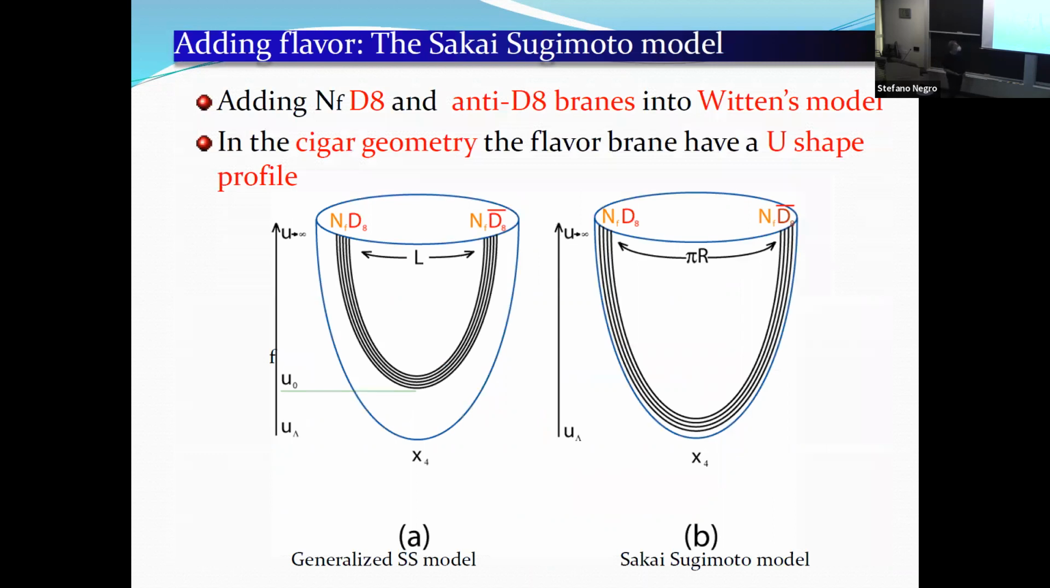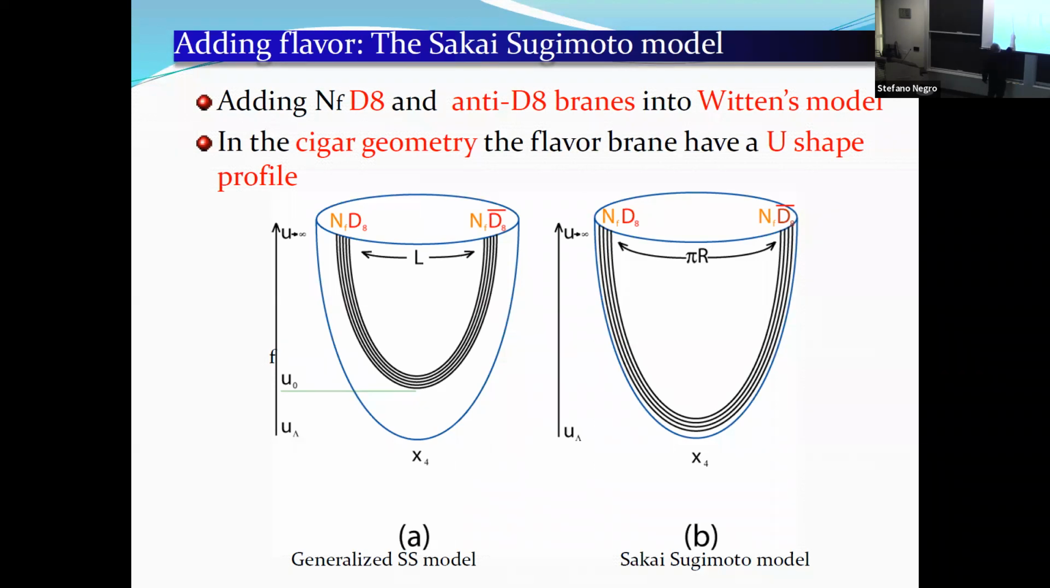Okay, but that background is dual to a pure gauge theory. Now the question is, how do you mimic quarks or flavor? And that is done by adding flavor branes. It turns out that a very successful model is the so-called Sakai-Sugimoto model. What you do is place asymptotically a set of NF D8 branes and anti-D8 branes, but because of the topology of this cigar, they have to merge.